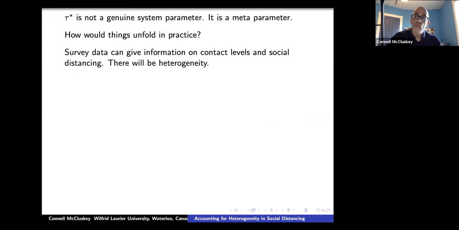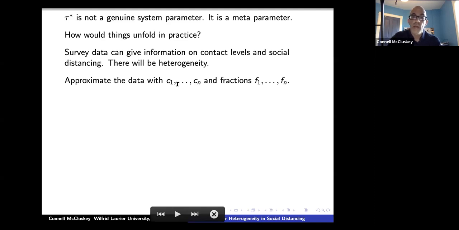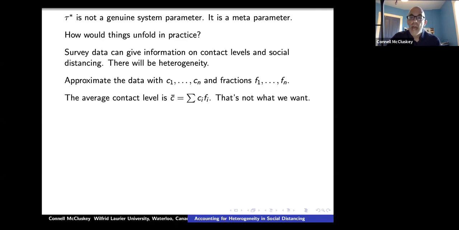If you were able to do really good survey data, and this would be no easy thing to do, but you can imagine, conceptually at least, being able to figure out the contact levels of your population and how much social distancing they're doing. And you would almost certainly find that there is going to be a lot of heterogeneity in there. So what would you do? You would approximate the data with a bunch of different contact levels, these C1 to Cn. If you like, those can be written as a single C multiplied by a bunch of taus. And you'd have the fraction that's in each of these groups. So like a histogram would do this. You find your fraction of your population that's in each of the bins. You can calculate an average contact level, just a standard average, how big are each of your bins, and you assign the appropriate weight for them.